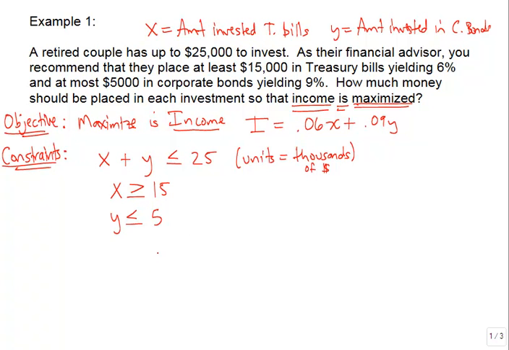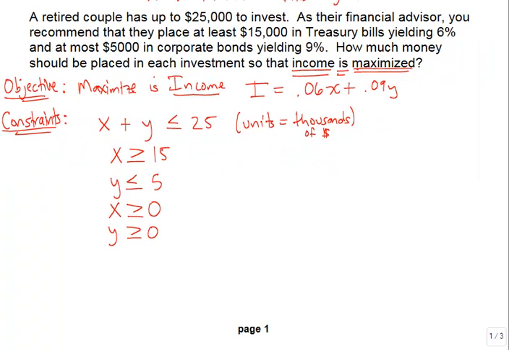Now that would seem like it's it, but we do have 2 other implied constraints here. And those are the fact that however much we invest in X for these treasury bills, you definitely want that to be a positive amount of money. So greater than or equal to 0. And likewise for Y, however much you invest in your corporate bonds needs to be either 0 or a positive amount. You don't want to invest negative amounts of money. So this is what we have for our constraints.